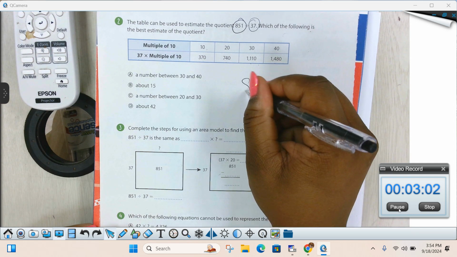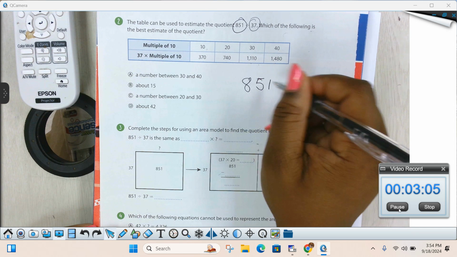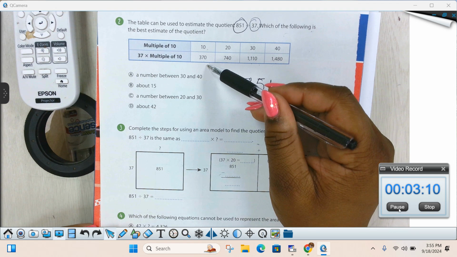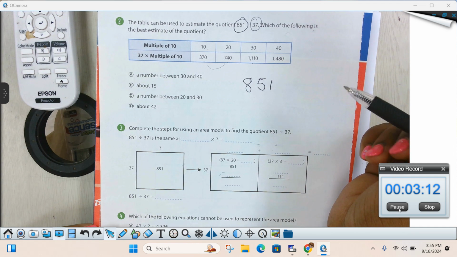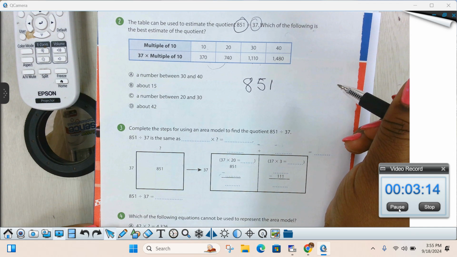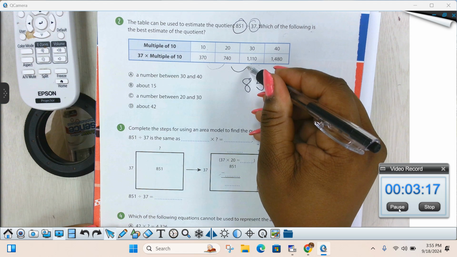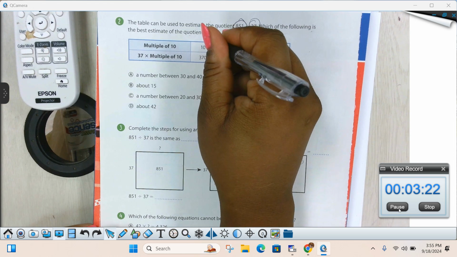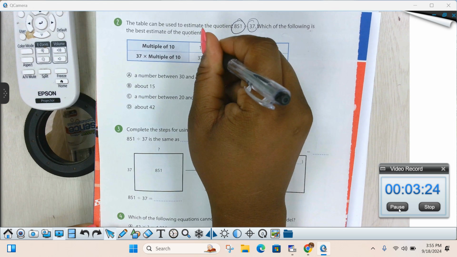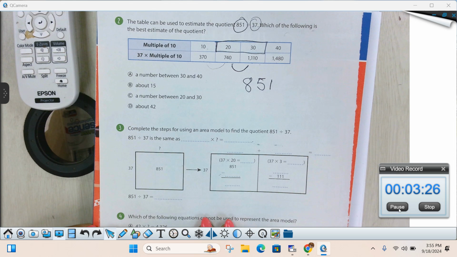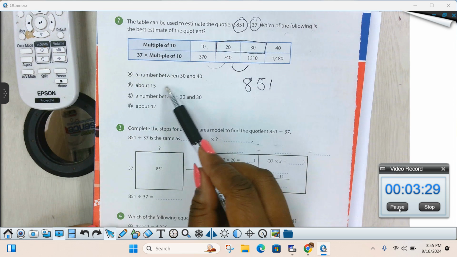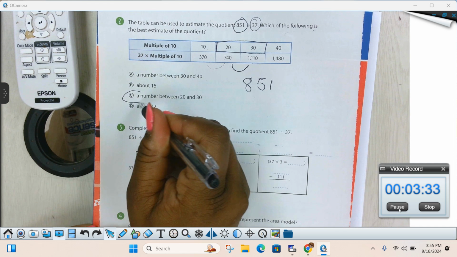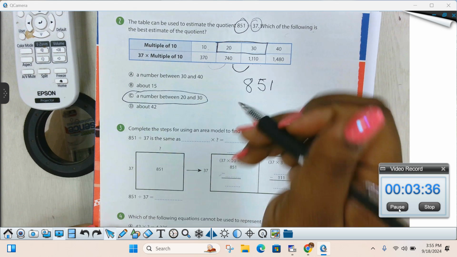Now, I'm looking at this number, 851. I asked my friend Amir, where can I find 851? Would it be between 370 and 740? Yeah, so that means that the answer must be between what two numbers? 20 and 30. So do we see an answer here that says 20 and 30? The answer is what, class? C. The answer is C.